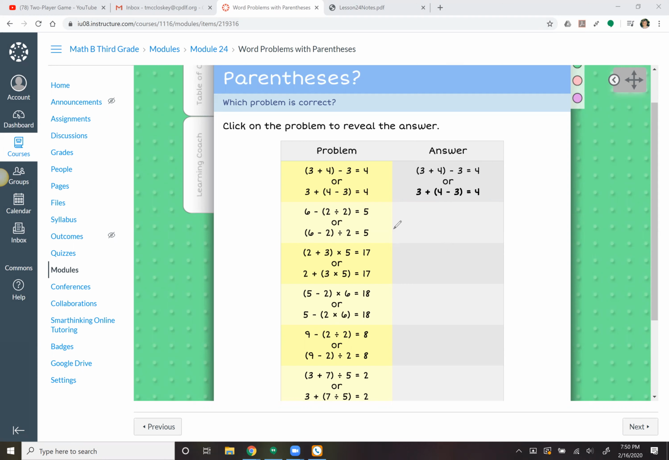So let's do one more so we can see that difference. 6 minus parentheses 2 divided by 2 equals 5, or parentheses 6 minus 2 divided by 2 equals 5. So let's think. Start with the parentheses first. 2 divided by 2 is 1. So is 6 minus 1 5? Yes, it is. Now 6 minus 2 is 4. Is 4 divided by 2 5? No, it is not, because it is 2. Let me unannotate here. So the top one is correct, so it is in bold.